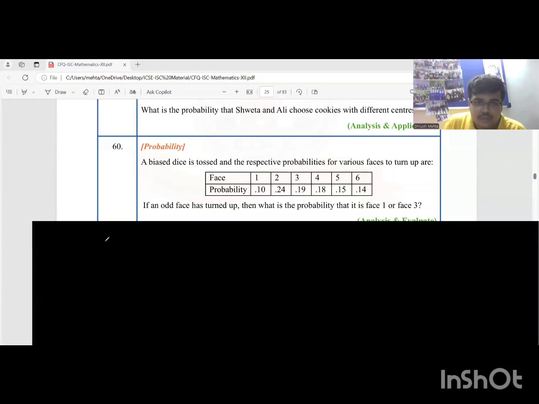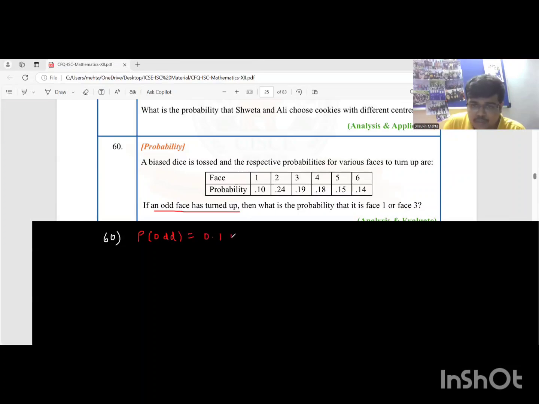In question 60, a biased dice is tossed with the respective probabilities for various faces to turn up. If an odd face has turned up, what is the probability that it is face 1 or face 3? So students, this is a case of conditional probability. Over here, we are saying that an odd face has turned up. Now, what is the probability of odd faces? So probability of odd faces over here will be probability of 1 plus 3 plus 5.